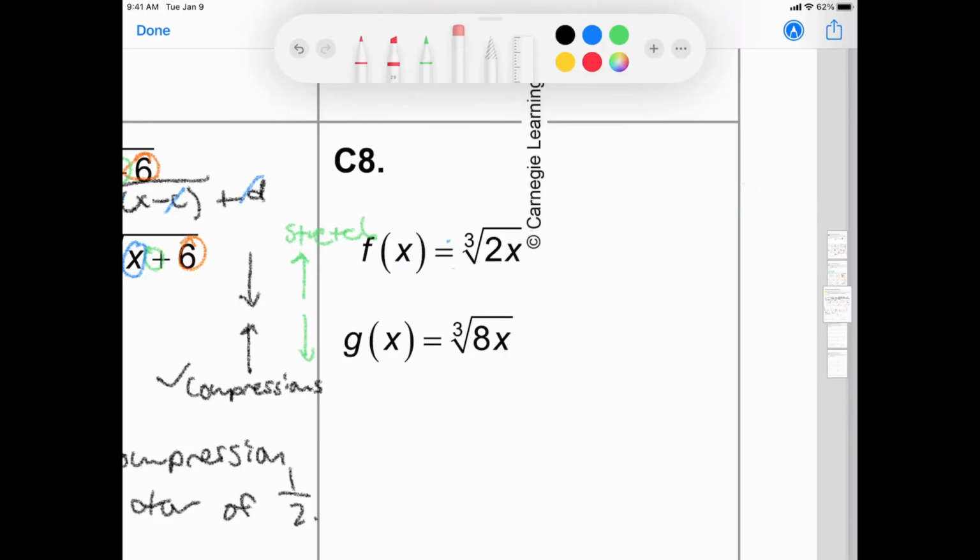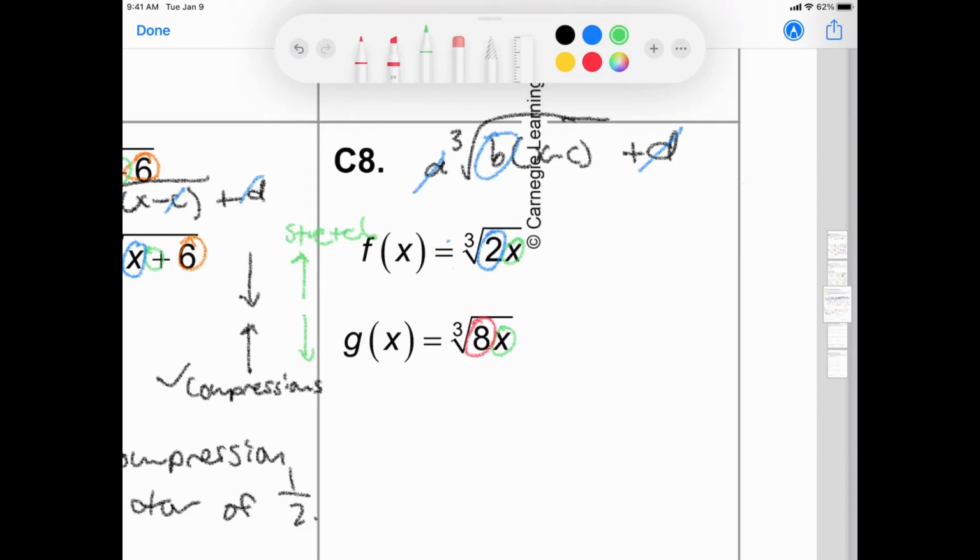Yeah, let's go over C8. How can we describe what happens from f to g? They both have this x. Now this one has a 2, but this one has an 8. Notice how those are inside the radical. So your choices are the letters. If you don't remember that, you can just write out the parent: a times the cube root of b times x minus c plus d. So it's on the inside, so it's not a, it's not d, and it's to the left of the x, so this would be a b value.